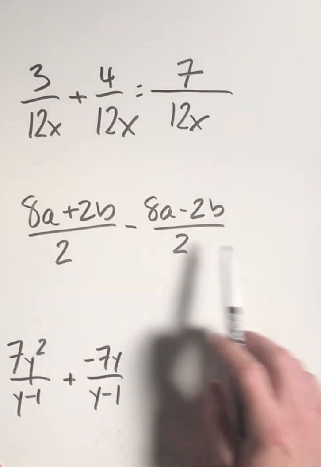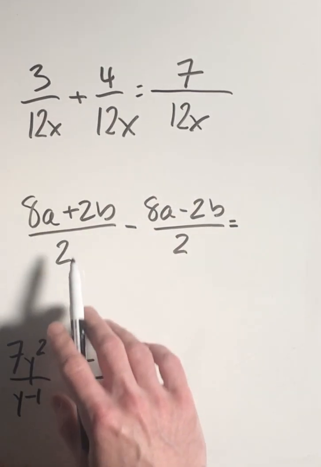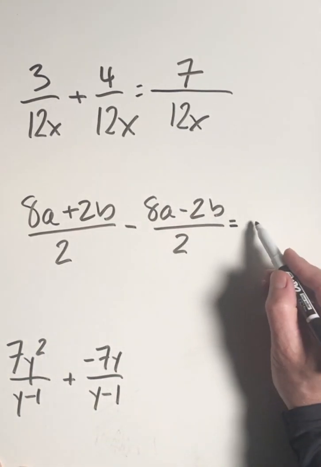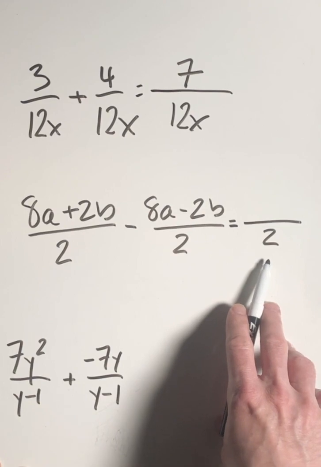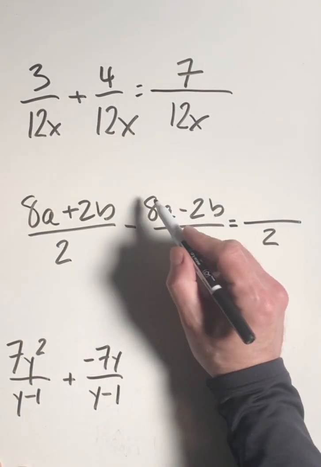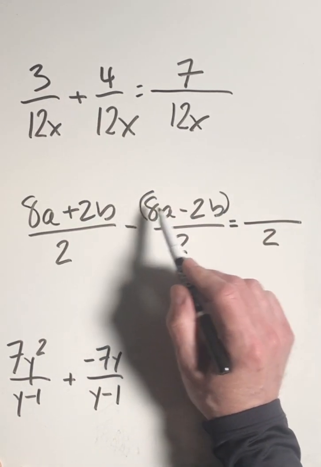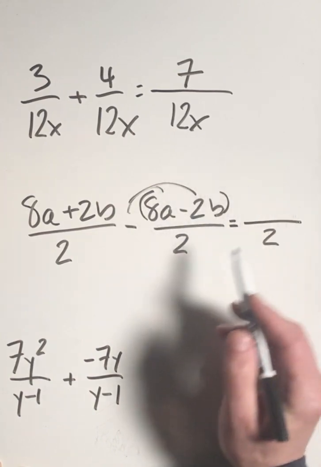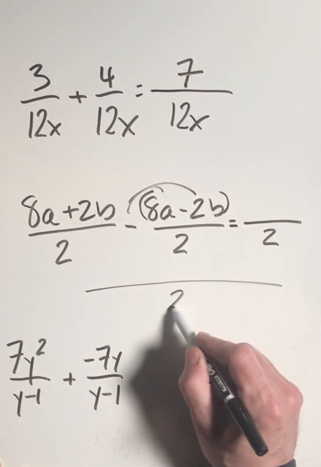Here we have the same idea, except we're going to need to be careful. Since we have a denominator of 2 and a denominator of 2, our simplified answer will start with a denominator of 2. However, since we are subtracting 8a minus 2b, we are really going to have to distribute this negative over both of these terms. So this whole thing would simplify the numerator here. Again, everything's going to be over 2.